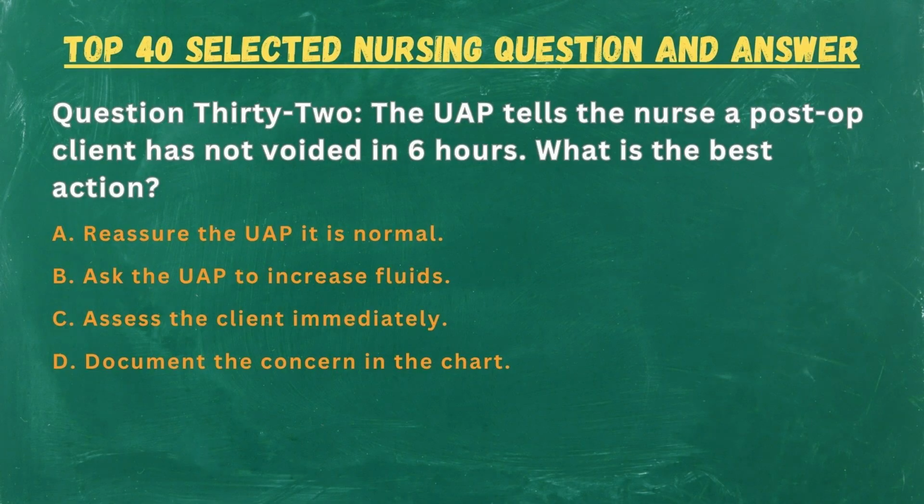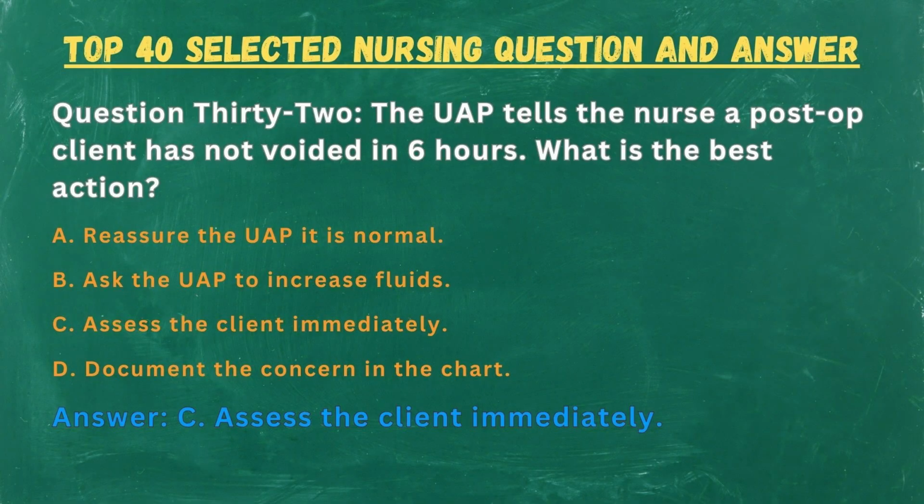Question 32. The UAP tells the nurse a post-op client has not voided in 6 hours. What is the best action? A. Reassure the UAP it is normal. B. Ask the UAP to increase fluids. C. Assess the client immediately. D. Document the concern in the chart. Answer: C. Assess the client immediately.